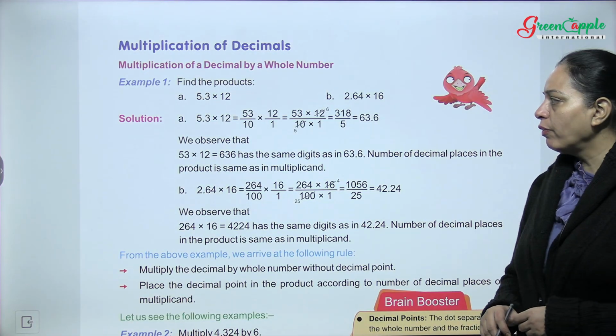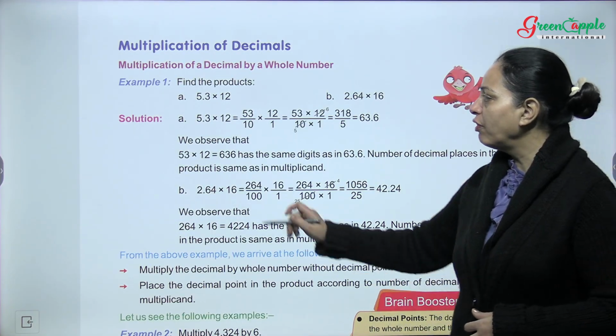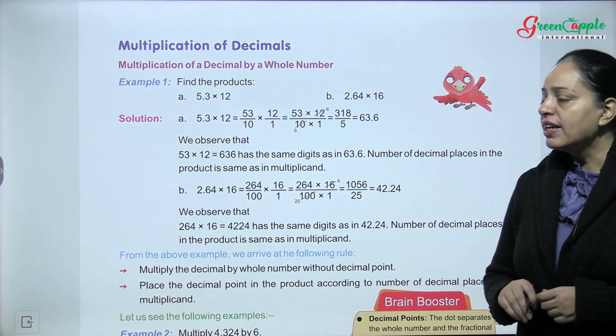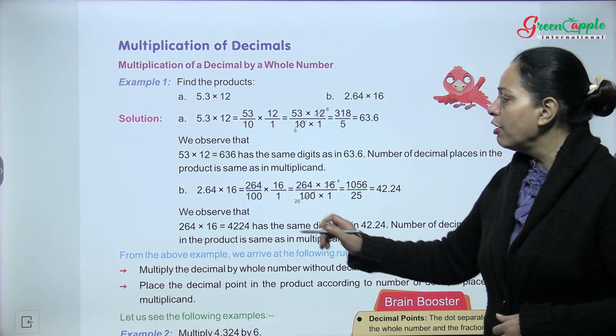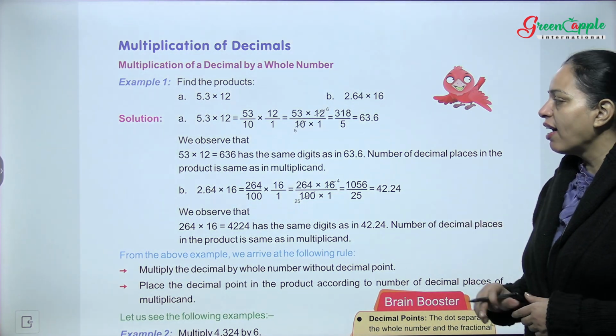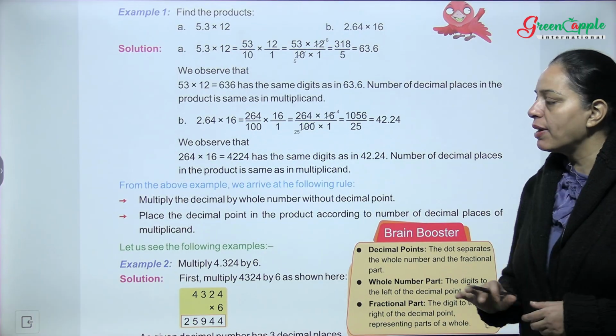Or the simple way what we can do, no need to remove decimal. आपने क्या करना है? 53 multiplied by 12 कर दो, that is 636. Now just put the decimal before one digit. 63.6 is the answer. Now B part, 2.64 multiplied by 16.